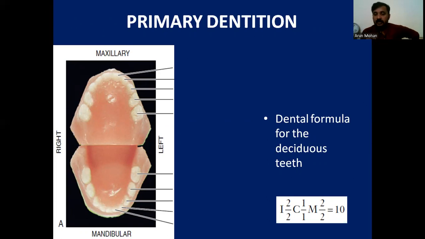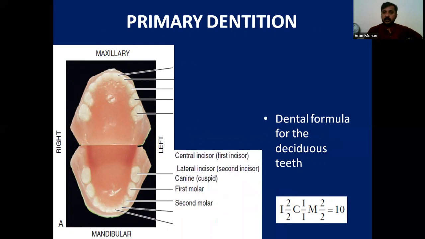So incisors, there are 2 maxillary incisors and 2 mandibular incisors. Next, C, canine, 1 maxillary and 1 mandibular canine. And molars, there will be 2 maxillary and 2 mandibular molars, which makes a total of 10 teeth in one half of the human. So there will be 10 deciduous teeth in one half of the human being, which makes it a total of 20.